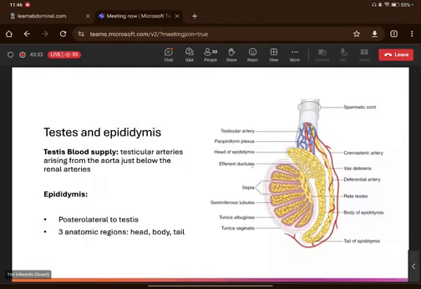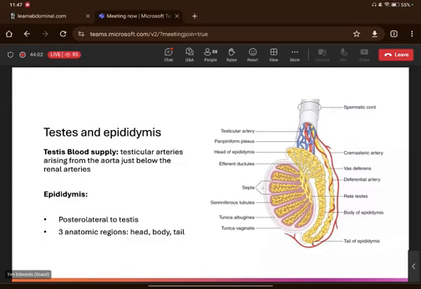So finally, testes and epididymis. In terms of what you need to know, the testes is supplied by testicular arteries that come just below the renal arteries on the abdominal aorta, paired structures that arise directly from the abdominal aorta. And then on this schematic diagram, you can see the testes itself.